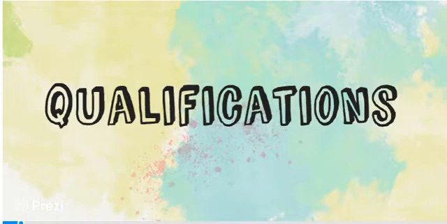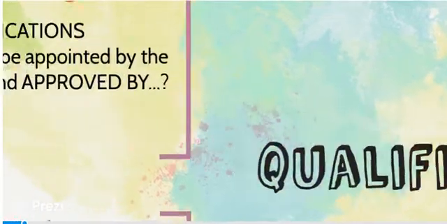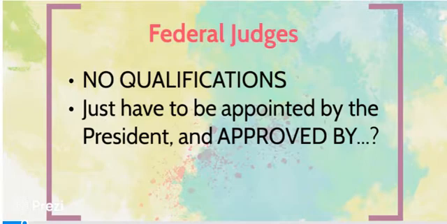So qualifications. What do you have to do or be in order to become a federal judge? Literally nothing. You have to be a human and have a pulse. There's nothing about age, nothing about education, nothing about where you have to live, how long you have to live there, your citizenship, nothing. The Constitution did not state that there were any qualifications to be a federal judge. All you have to do to get that job is to be a human, have a pulse, be appointed by the president and approved by, hope you know because it's a question coming up. That's all you have to do. There are no qualifications.